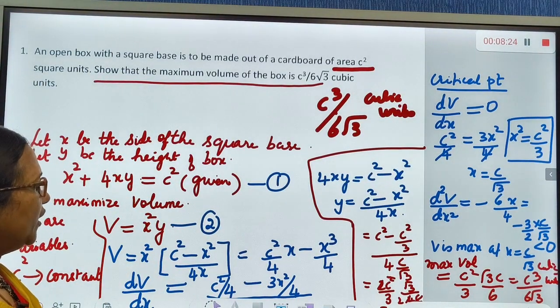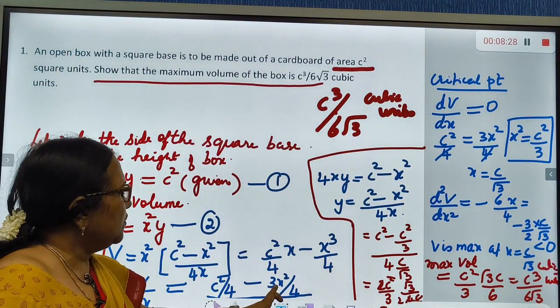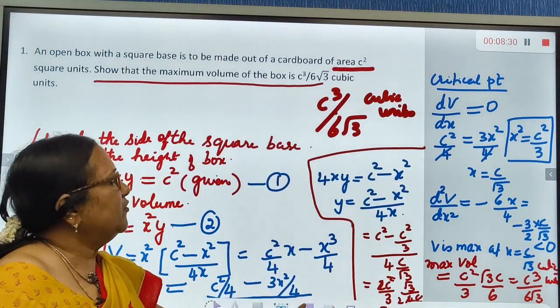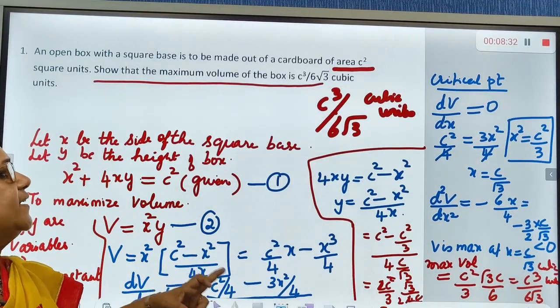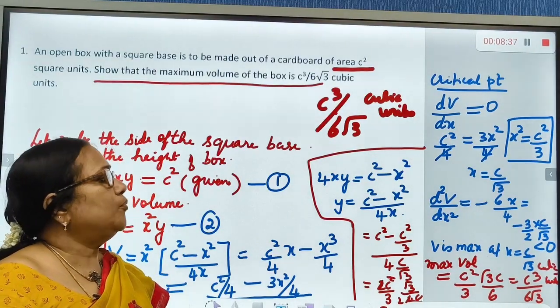To find the critical point, differentiate. When you differentiate this, you get c square by 4 minus 3x square by 4. dV by dx is 0 when x is equal to c by root 3. So you have found the critical point.